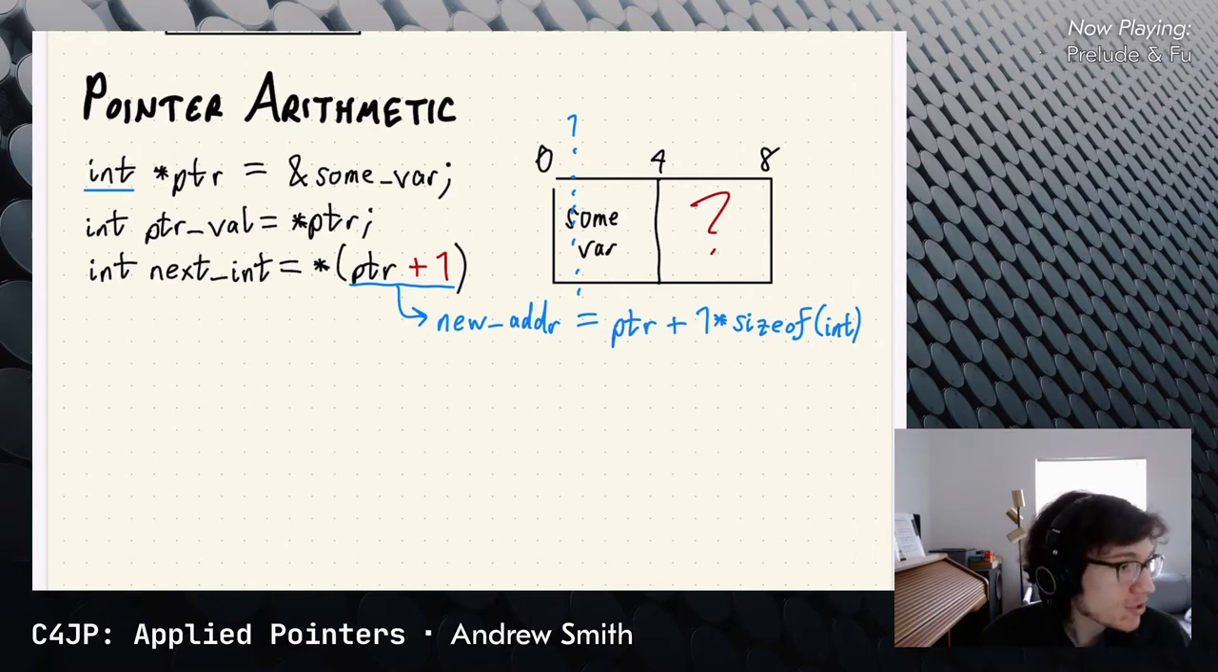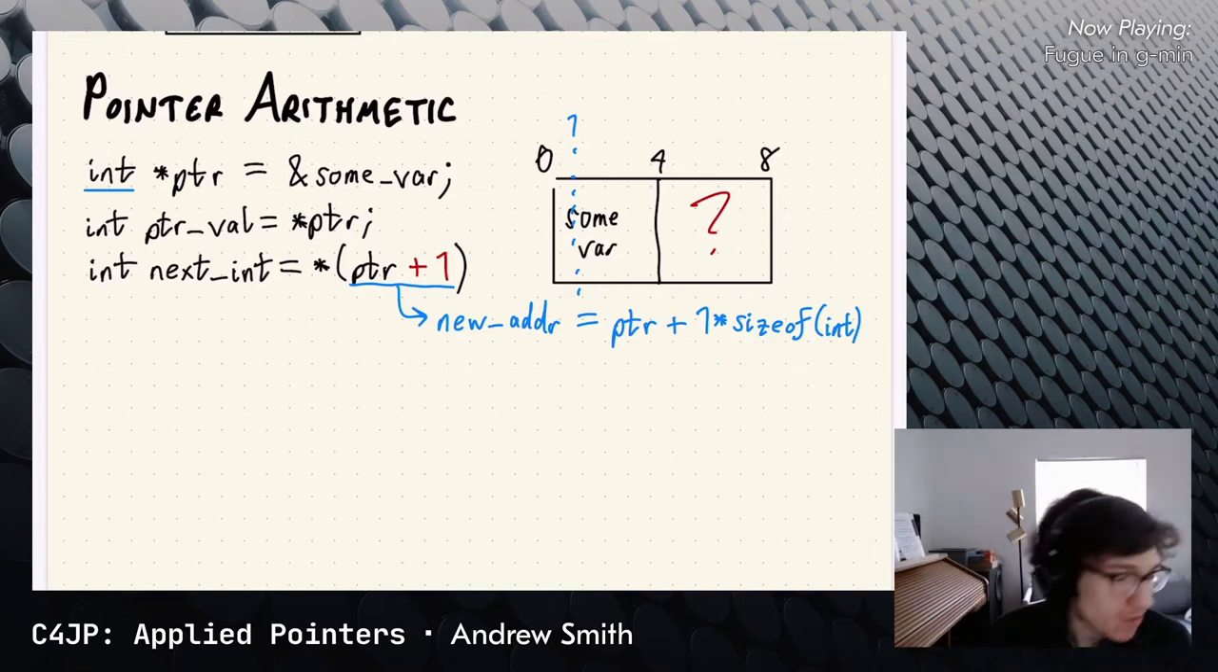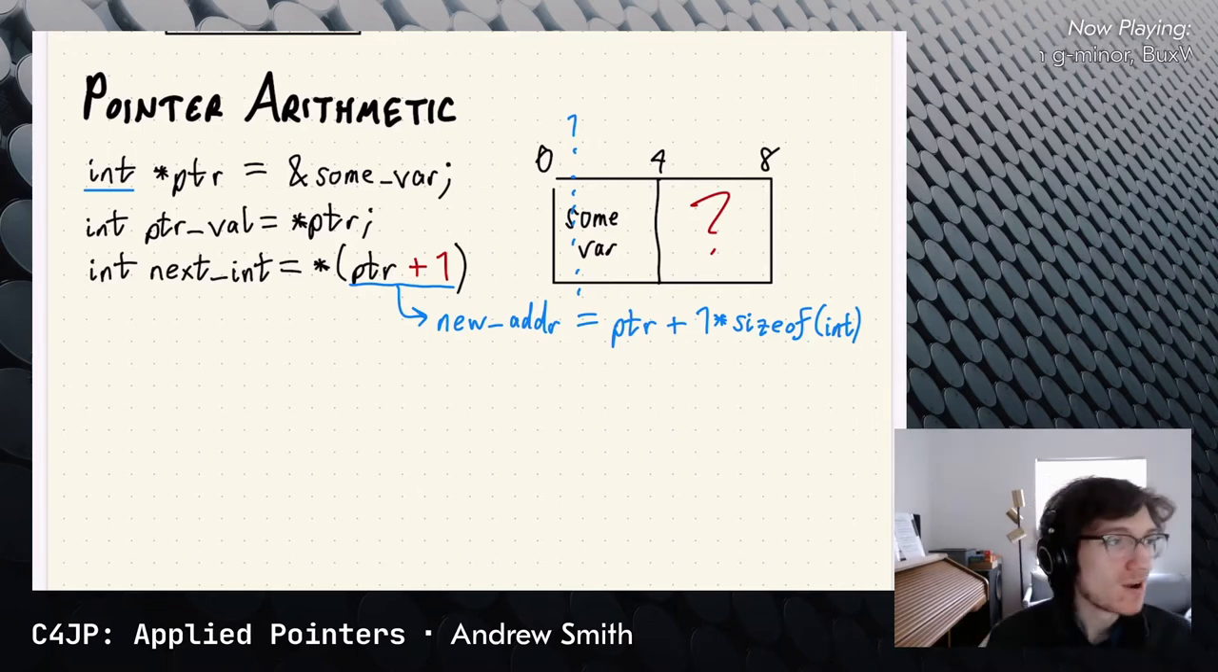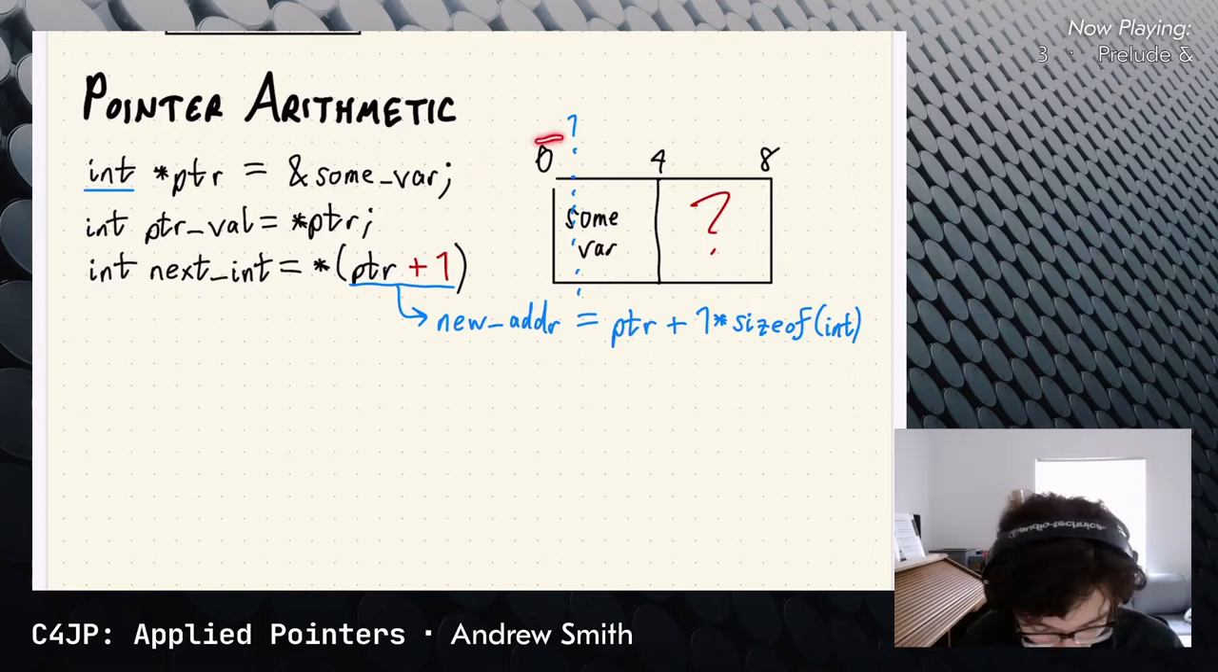And so the C compiler is very nice to us, and it implicitly inserts this times size of int nonsense so that we don't have to keep writing it ourselves. And so when we say pointer plus 1, what we really mean is the next integer-sized space in memory. And so here, if pointer stored the address of some var, when we do pointer plus 1, we're going to get this integer here.